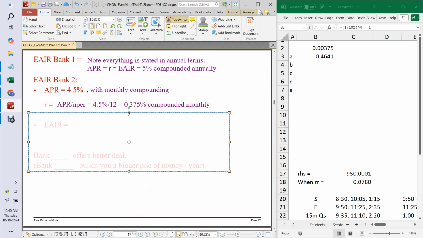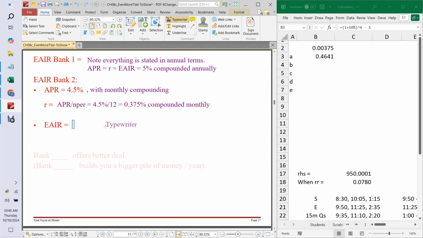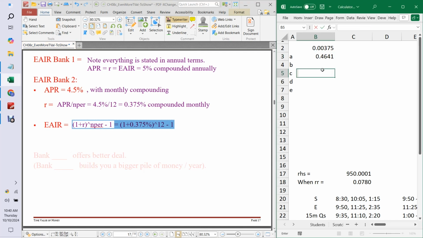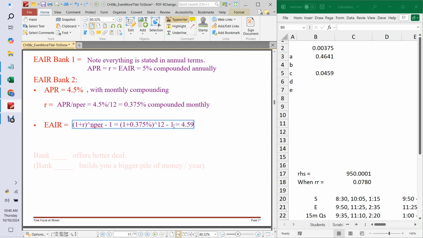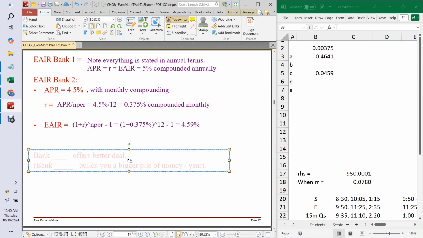All right, so now we've got our native R, and we can compute our equivalent annual interest rate, which is 1 plus our native R to the number of periods per year, minus 1. In this case, that's equal to 1 plus 0.375% raised to the 12, minus 1. And I have no idea. My early onset Alzheimer's is kicking in, so I don't remember from Section A, so let's just see what we get. 4.59%. Okay, so if you put your money into bank one, it's going to be growing at 5%, bank two, 4.6%.